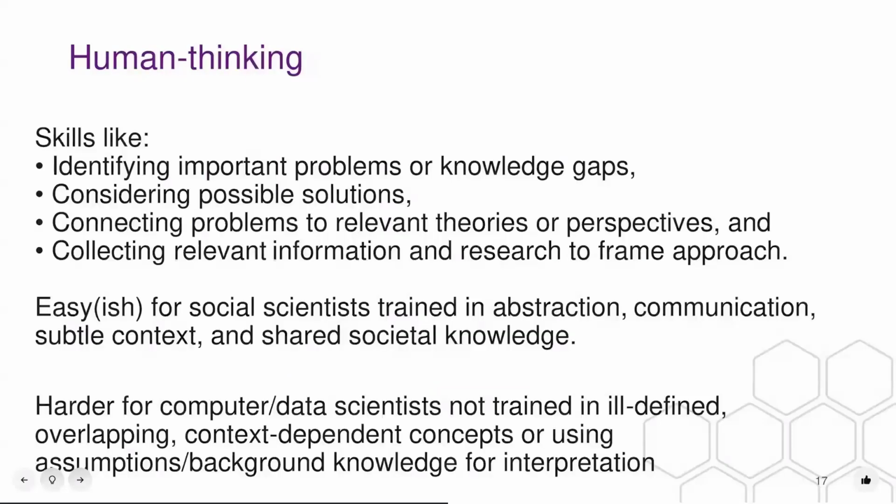So yep, you're going to need those skills that we touched on before. You're going to need to be able to identify important problems or knowledge gaps. You're going to want to consider possible solutions. You're going to need to connect problems to relevant theories or perspectives. And you need to be able to collect relevant information and research to frame your approach. These are all the things that social scientists excel at. So that's the ability to understand context, nuanced perspectives, how to communicate abstract ideas, and how to attack a research question. Whereas this might be an area where computer scientists may struggle, as they're more used to working along concrete definitions and absolutes, rather than the grey areas or murky social science concepts. So that's going to be the first thing that you need.